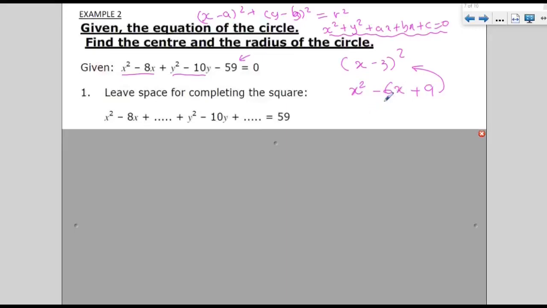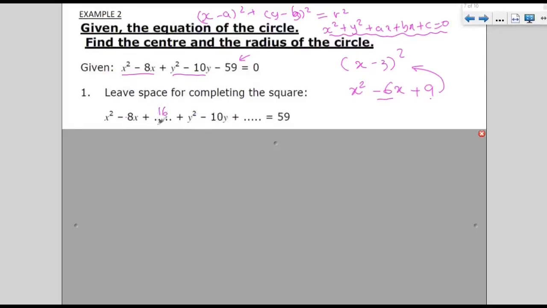Now, just one small observation. This part is always positive because you're squaring. How do you determine this? So you look at the number in front of your x divided by 2. In this case, it's minus 3, and square it, and you'll get 9. So let's examine here. So we've got minus 8 divided by 2 is 4, all squared. I expect I'm going to get 16 here.